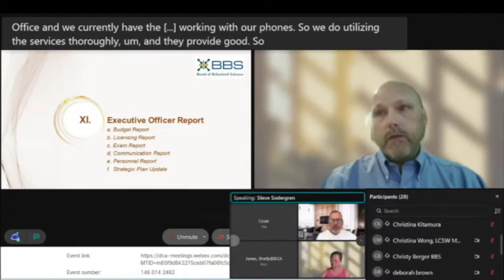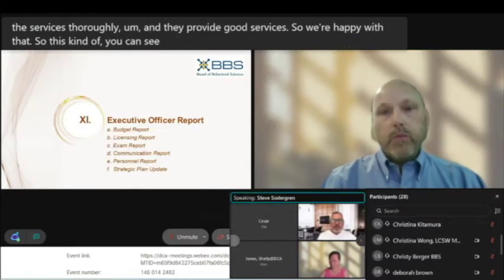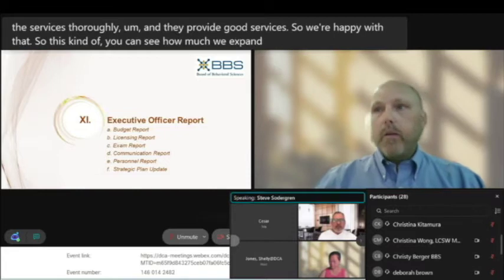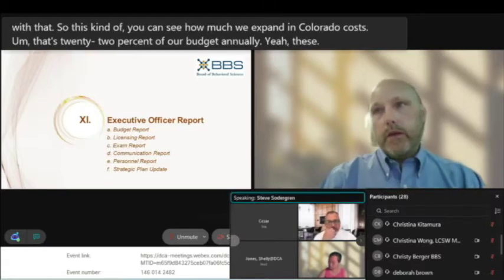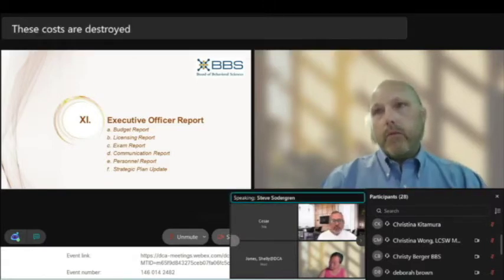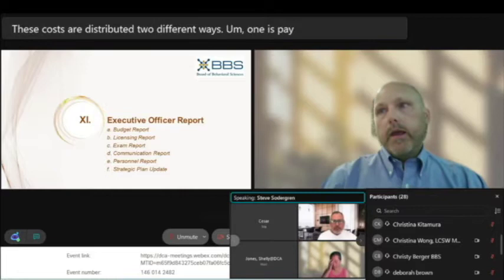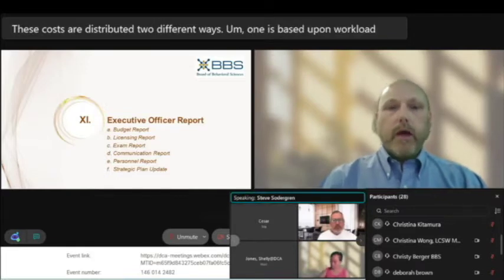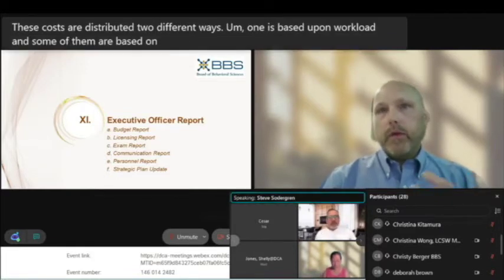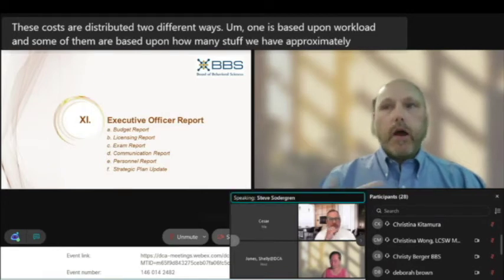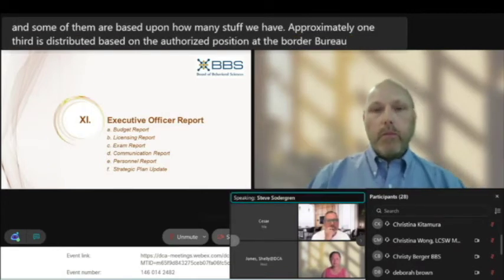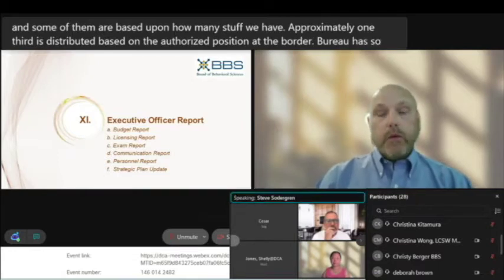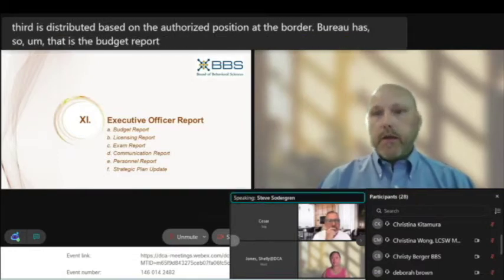So you can see how much we expend in pro rata costs. That's 22% of our budget annually. And these costs are distributed two different ways. One is based upon workload, and some of them are based upon how many staff we have. Approximately 1/3 is distributed based on the authorized positions that the board or bureau has. So that is the budget report. Are there any questions on that?